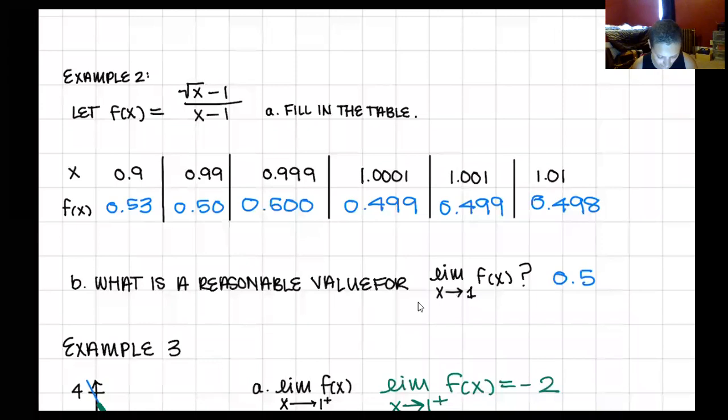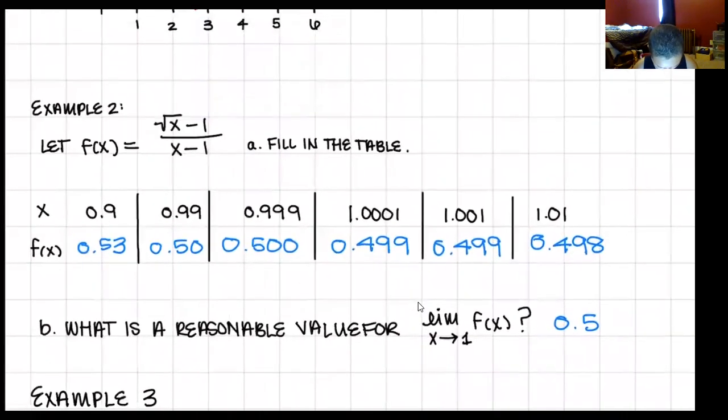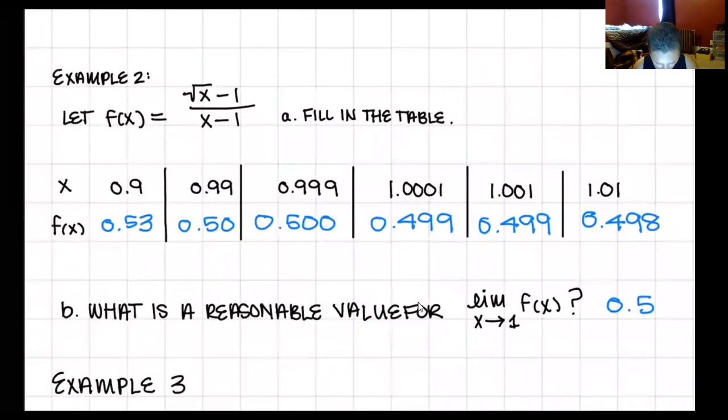So here in example 2, instead of using a graph, we're going to use a table. Let me make this bigger so this is the only thing we see. So let our function be the square root of x minus 1 over x minus 1. And for section A, let's fill in the table.